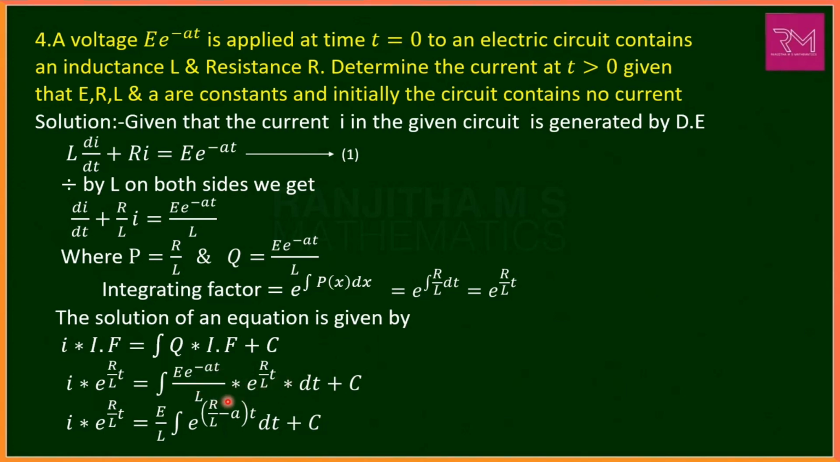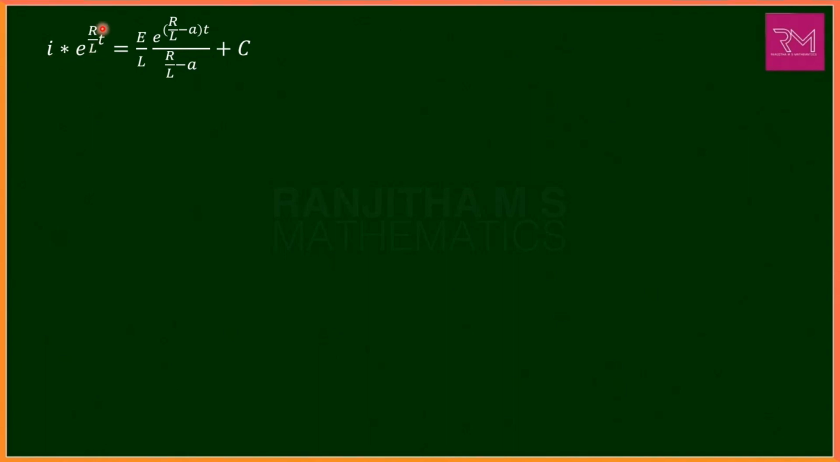If the bases are same, we can add the powers, so we can take it as exponential power positive sign (r/L − a)t dt + c. Now we have to find the value of the integration, that is I × e^(rt/L), which is equal to E/L, as it is a constant, times the integral of the form e^(ax), so we can take it as e^(ax) divided by a.